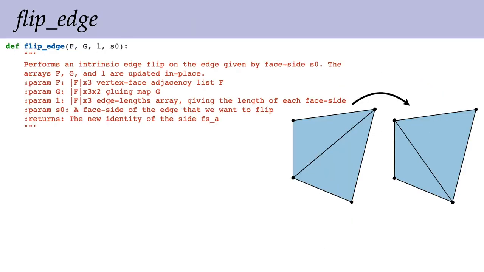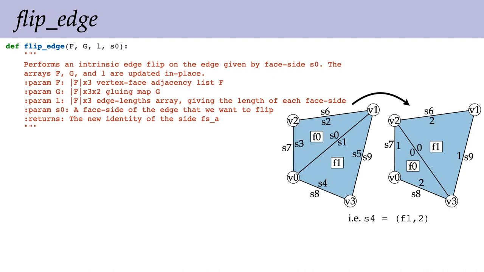So the most important actionable routine here is a flip edge subroutine, which takes as input these two triangles and all the respective geometric and connectivity data, and replaces one pair of triangles on the left with the opposite pair of triangles on the right here. And we specify which edge we want to flip as before by just specifying one of the face sides which is incident on that edge. This really is just a whole bunch of indexing and connectivity to get right.